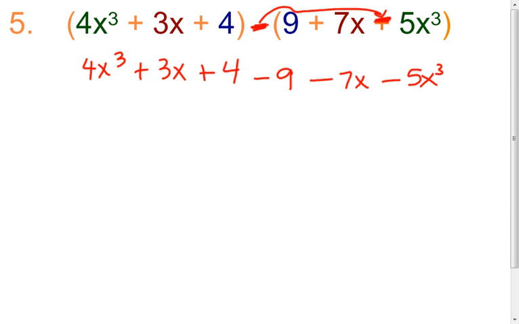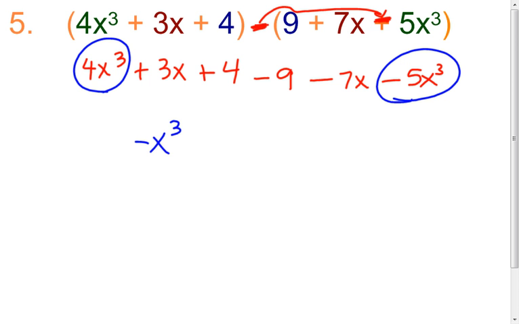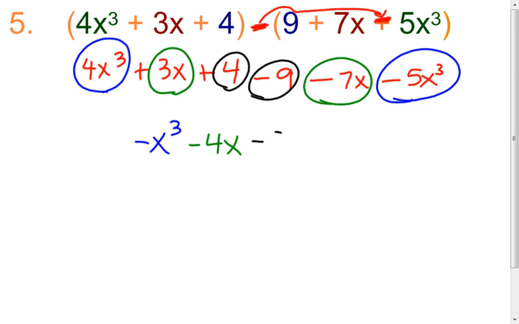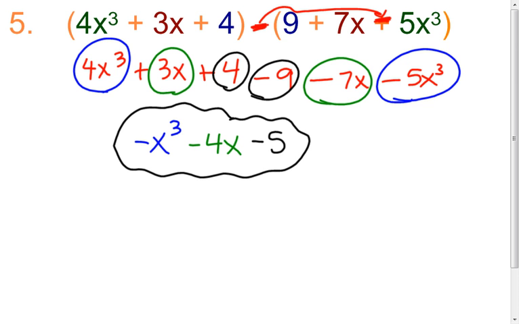Okay, I'm going to look for my highest exponent first, which would be x cubed. So I have 4x cubed and negative 5x cubed, which is negative 1x cubed. And then I have 3x and negative 7x, which makes negative 4x. And I have 4 and negative 9, which makes negative 5. And that is my grand final answer. Notice it has three terms to it, so it's a trinomial. The biggest exponent I see is a 3, so it is a cubic expression.